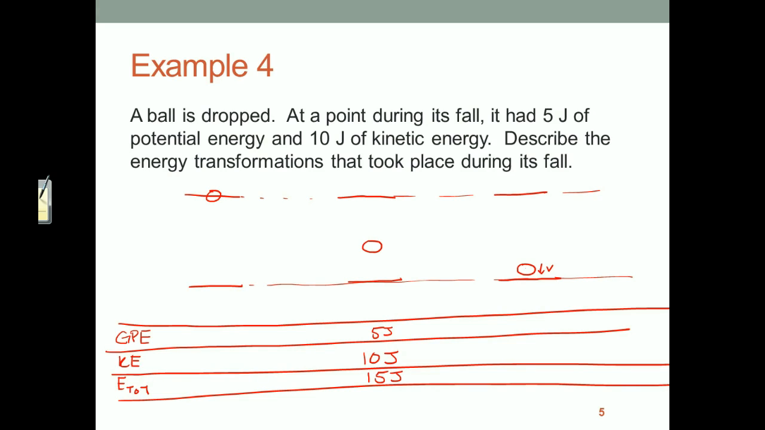Which means at the top, where our energy is all gravitational potential, that has to be 15 joules, and kinetic is 0. And at the bottom, where all we have is kinetic energy, we have to have no gravitational, 15 joules of kinetic, to give us a total energy of 15 joules. Remember that this point is the instant before it hits, right? We don't want the ball touching the ground because that energy isn't conserved any longer.